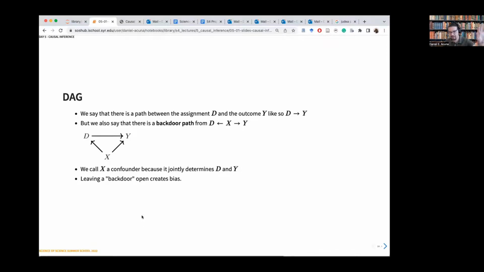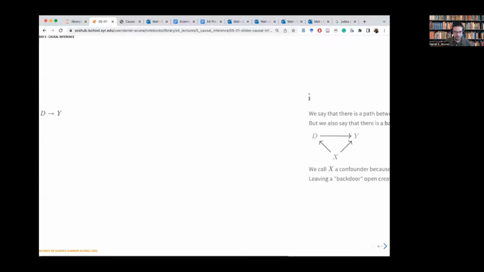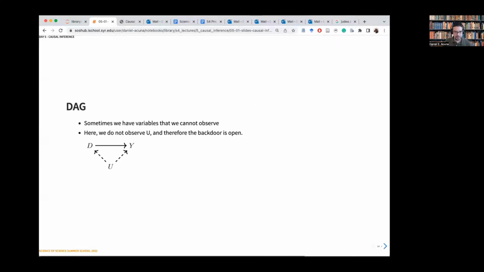Now this is the same as the other framework, but you can see it graphically. Sometimes we have variables that we cannot observe, and that will leave us with all kinds of problems. So we need to make assumptions and discuss those assumptions, and that's why DAGs are so useful, because we can say, okay, these are my assumptions, but then someone can say, oh, you have this unobserved confounding factor and you're not controlling for that.